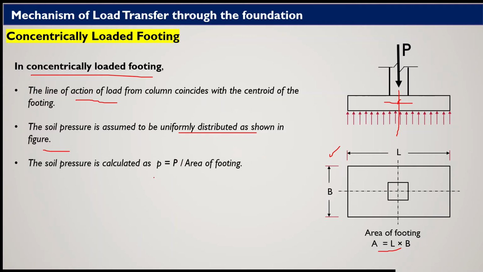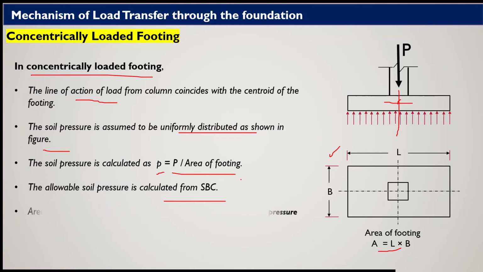Soil pressure we can calculate by, if P is the soil pressure, then it will be total load divided by area of the footing. And the allowable soil pressure we can calculate from the value of safe bearing capacity. That means what will be the safe bearing capacity of the soil, and from that, by applying some partial safety factor, we can find out what will be the allowable bearing capacity of the soil for this footing.